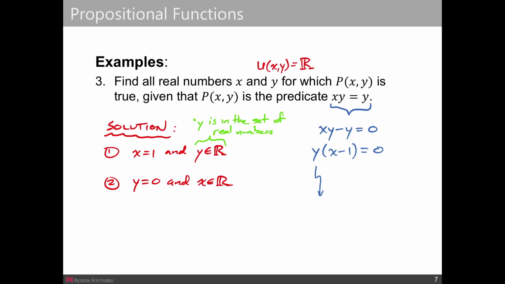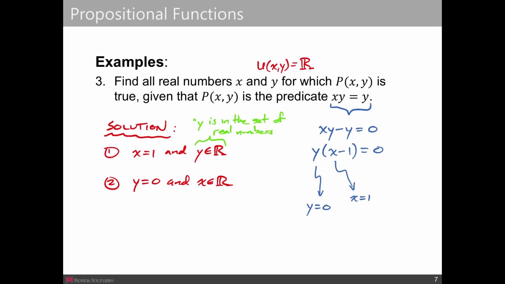If a product is going to equal 0, one of those two terms must be 0. So on the left side here, we could have y equal to 0. And on the right side, we could have x equal to 1, because 1 minus 1 would be 0. Note that when we choose one of those, the other variable can be any value. So if y is 0 and x is 10, this would be 0 times 9. Well, that's still equal to 0.